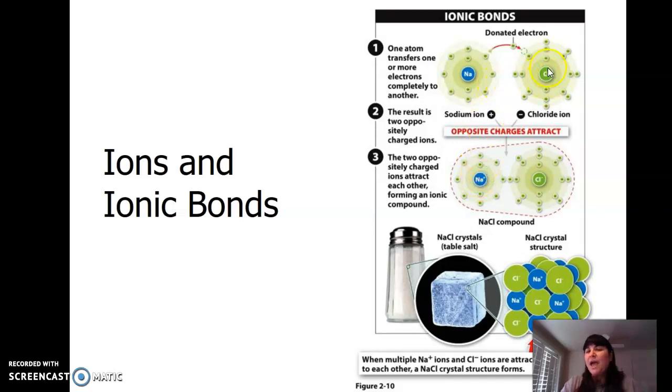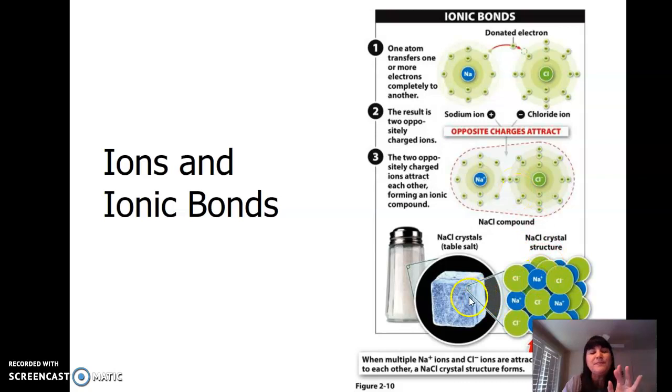positive. When the guy becomes more negative, we call it an ion, and see it's negative. When the guy becomes more positive because he lost an electron, we call it an ion also. And the fact that this one is more positive and this one's more negative creates a bond. And they're attracted to one another. So if you look, it says opposite charges attract. And they do, and they form a bond.